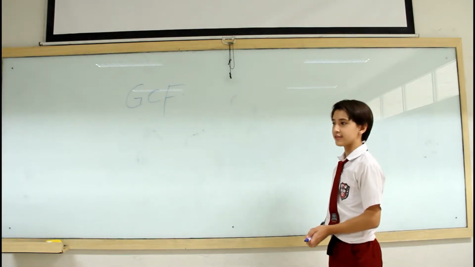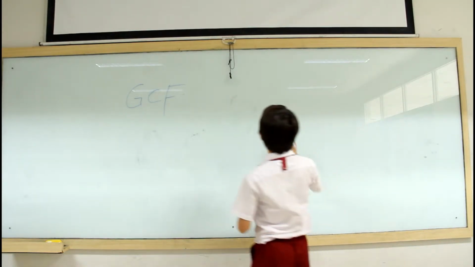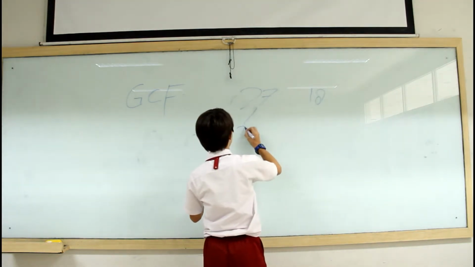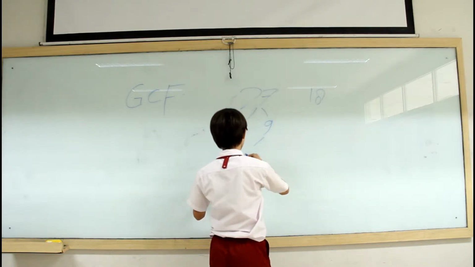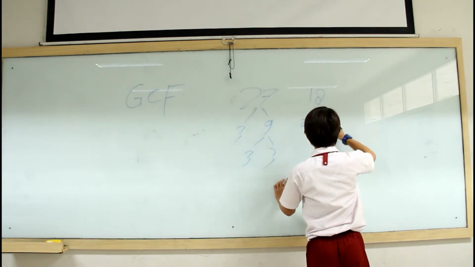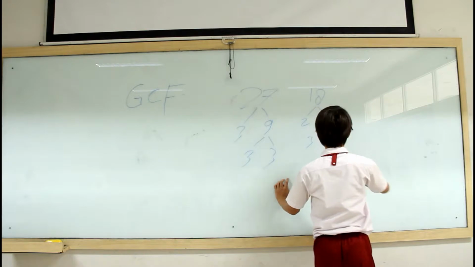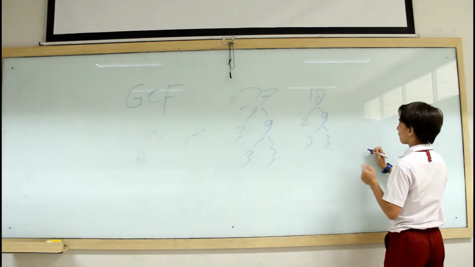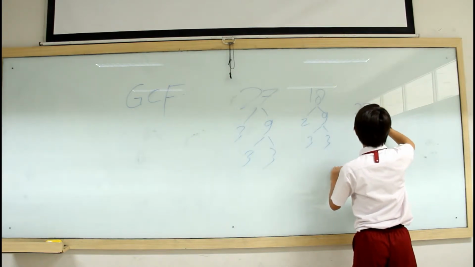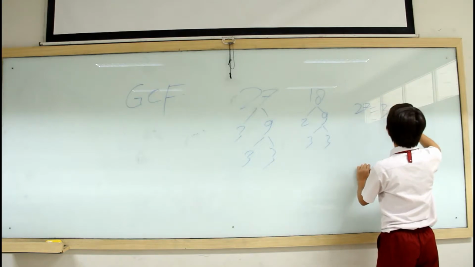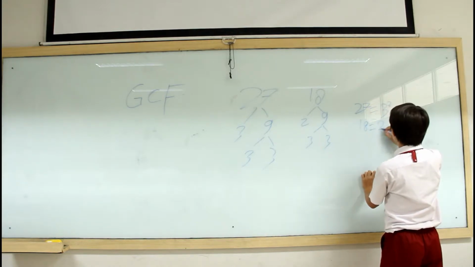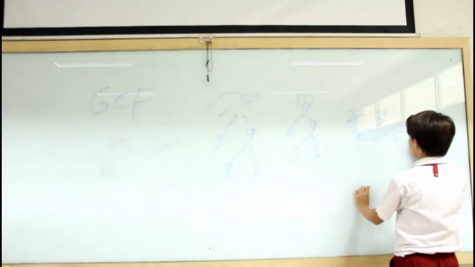Now that we know how to do prime factorization, let's find the GCF of 27 and 18. 27 can be divided by 3, which would make 9. And 9 can also be divided by 3, which would be 3. 18 can be divided by 2, which is 9. And 9 can be divided by 3, which is 3. Now, after we found the factor tree, it's time to prime factorize. 27 equals 3 to the power of 3, and 18 equals 2 times 3 to the power of 2.